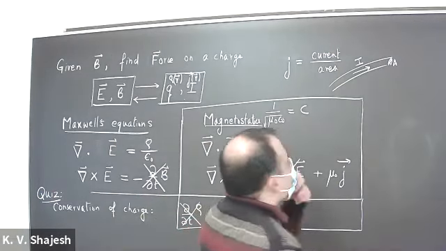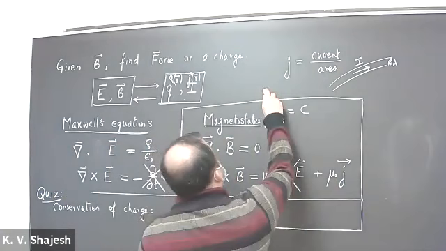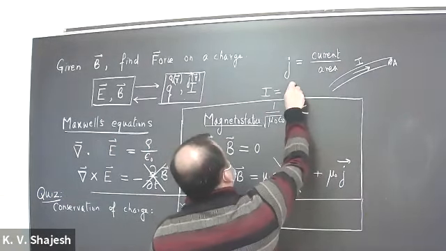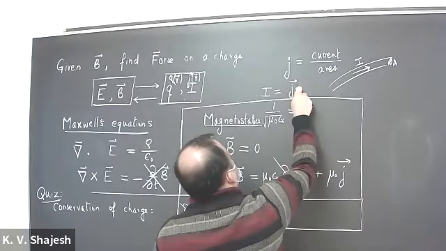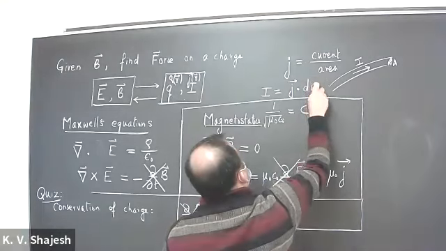But I want to write this in terms of vectors, and the idea is I is equal to vector J dotted with area, which is a vector, remember, let's call it A.